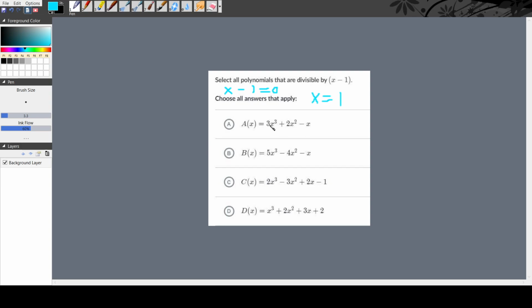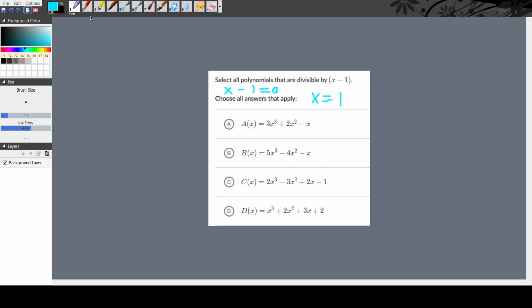So I have 3 times x cubed. If I take x as 1, I get 3, and then I add 2x squared, and we know x is 1, x squared is 1 only, because 1 times 1 is 1, plus 2, because 1 times 2 is 2, minus 1, because we are given minus x and x is equal to 1. So this is plus 3 plus 2 minus 1, and we know that this is not equal to 0, right?